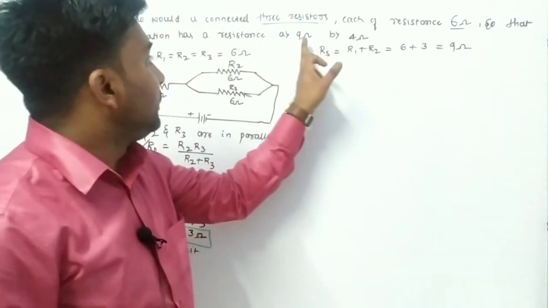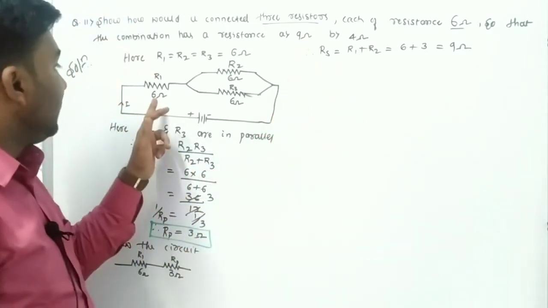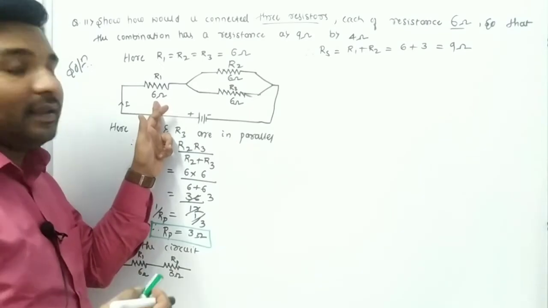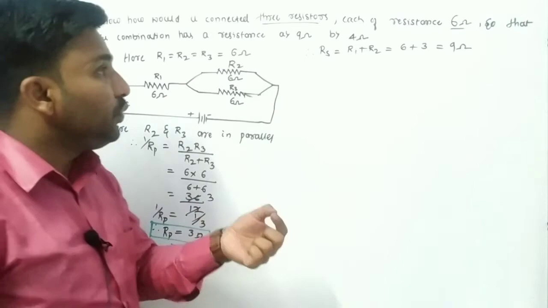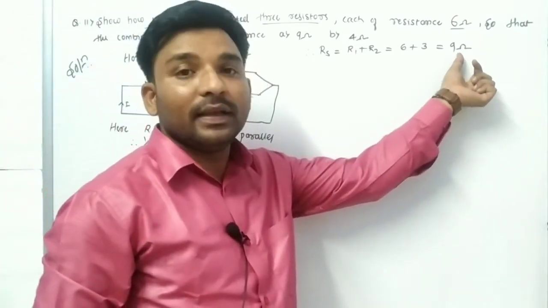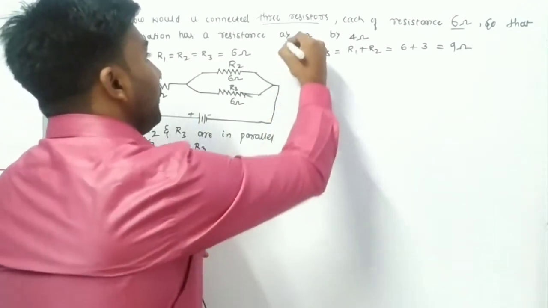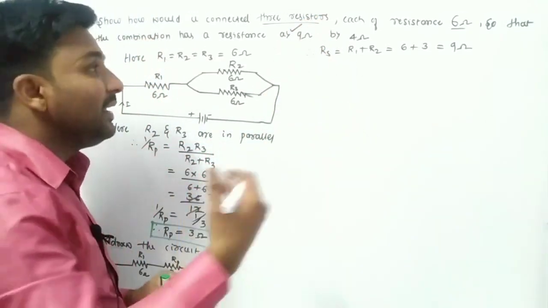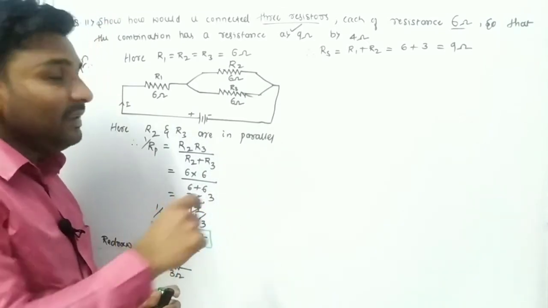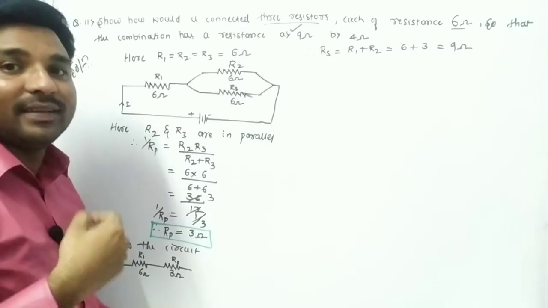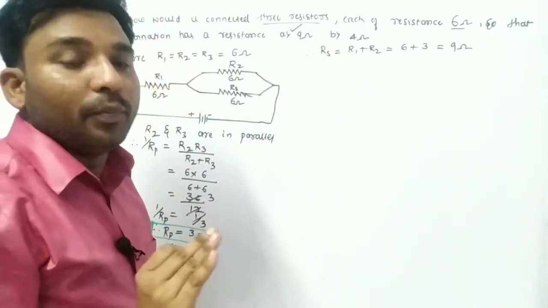Look here. When R1 in series is connected with the parallel combination of R2 and R3, you get an equivalent resistance of 9 ohm. So hence the first one we have solved. Now come to the second part. We have to connect these three resistors in such a way that we get an equivalent resistance of 4 ohm.